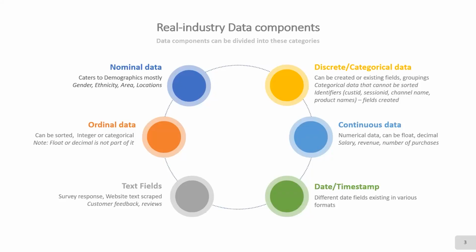Continuous data is all numerical fields or float variables that we usually deal with in our day-to-day life. It could be salary, revenue, or the number of order purchases happening on a website. So every continuous field is an integer or could have decimal points, if it's related to salary, revenue, or any cost-related attributes.